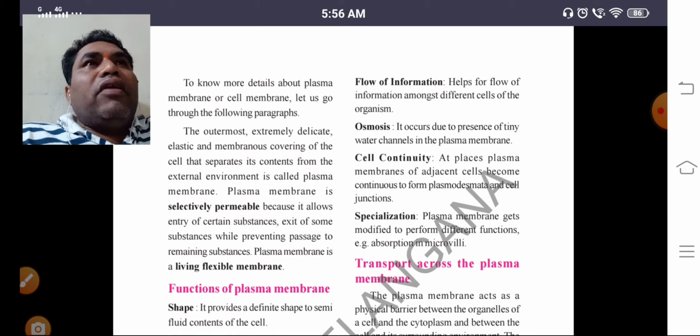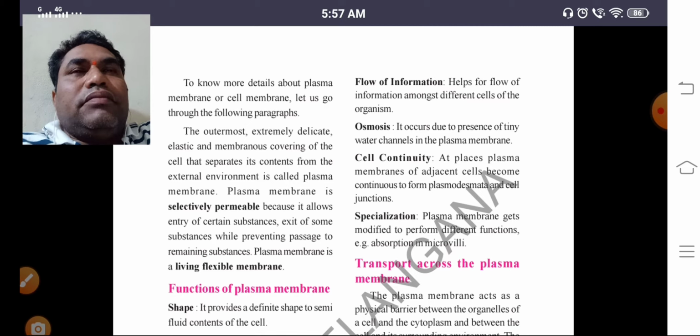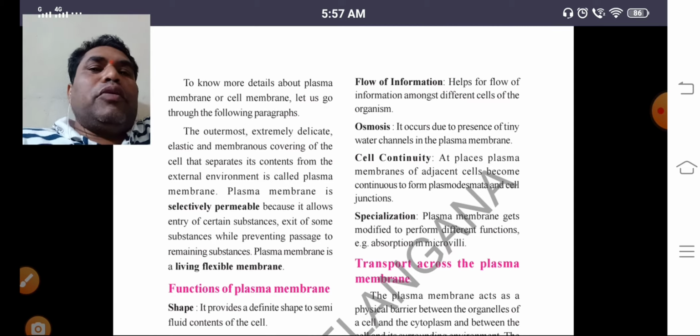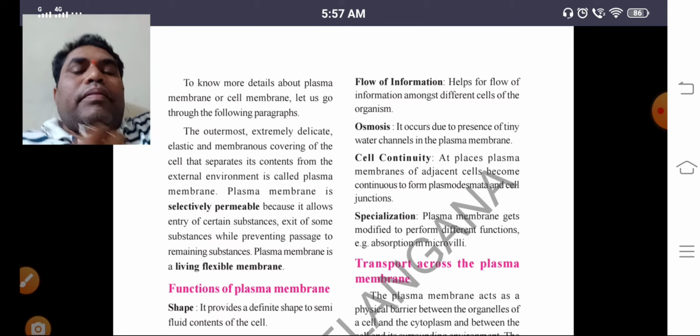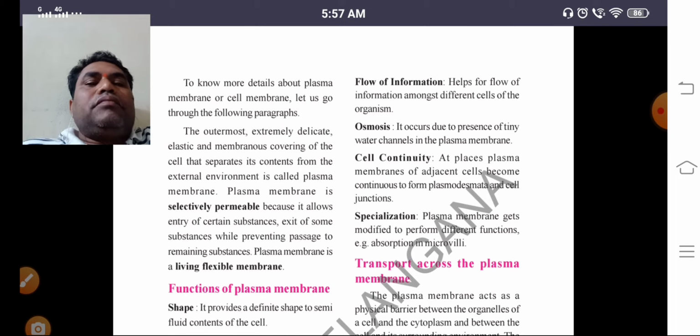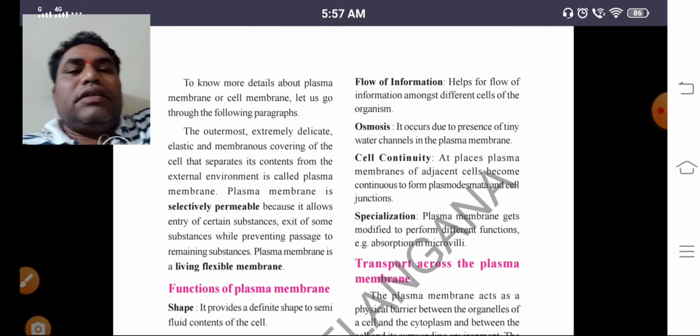It is not a dead one, it is a live one. The thin membrane we can see below the cell wall inside living cells is termed the plasma membrane, which covers the cytoplasm and protects it. Generally it is a living flexible membrane, the plasma membrane. Now let us discuss the important functions of the plasma membrane.